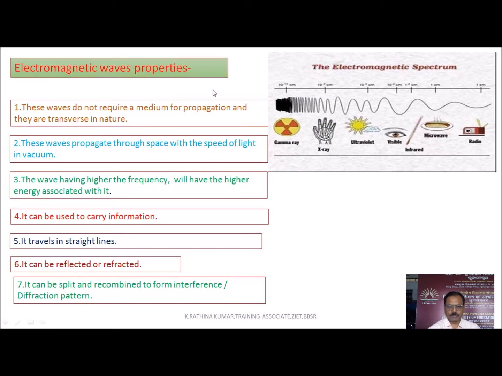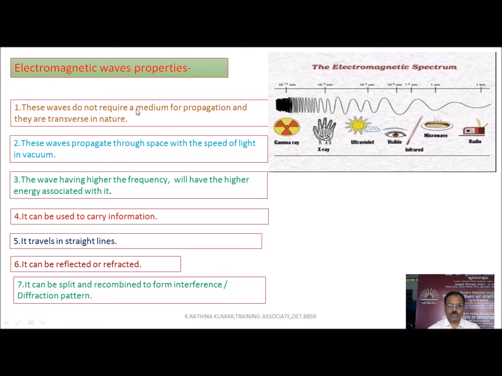Now the properties of the electromagnetic waves, and a diagrammatic representation is also given. The electromagnetic spectrum. Spectrum means it consists of all the radiations. We might already know the visible spectrum, which consists of VIBGYOR. Like that, they all come under the electromagnetic spectrum, and depending upon the frequency range and the wavelength range, the electromagnetic properties are derived.